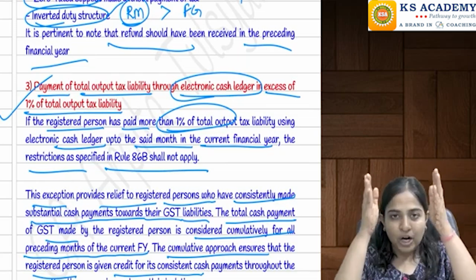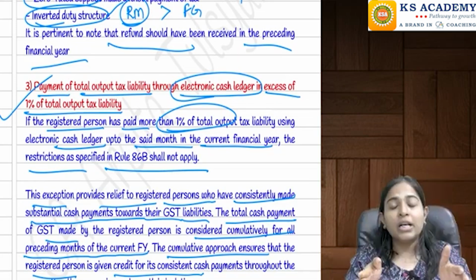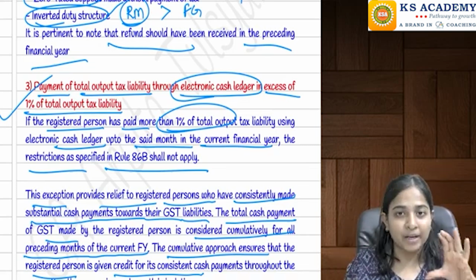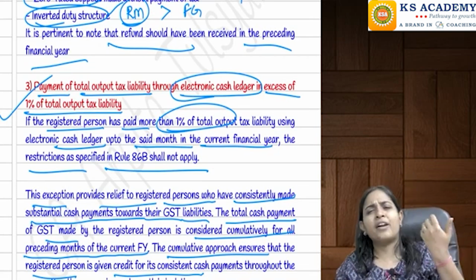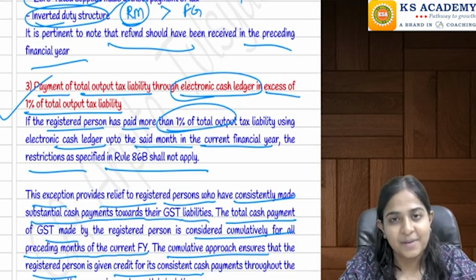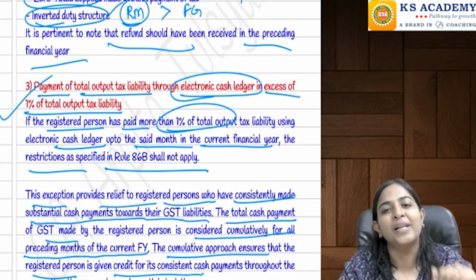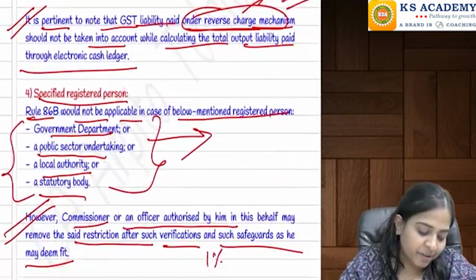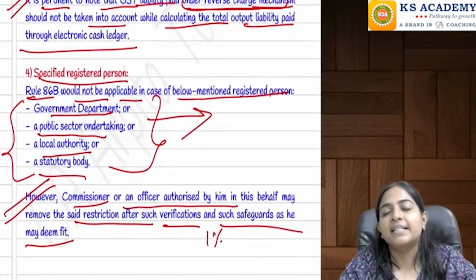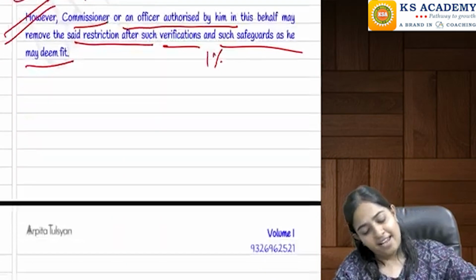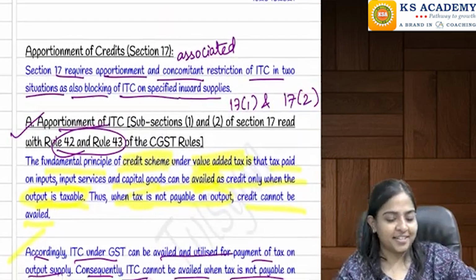See how much your output tax liability was. Of the total output tax liability, have you paid at least 1% by cash ledger cumulatively till October? If yes, for November you are exempted. This benefit is not available for the month of April because that is your first month, you cannot do any cumulative thing. And the last one is some specified persons like government departments, public sector undertakings, statutory bodies, local authorities, etc. They are anyway excluded from all these restrictions.